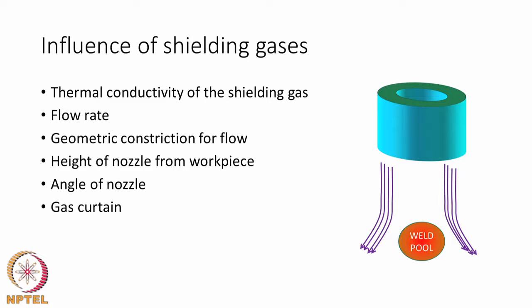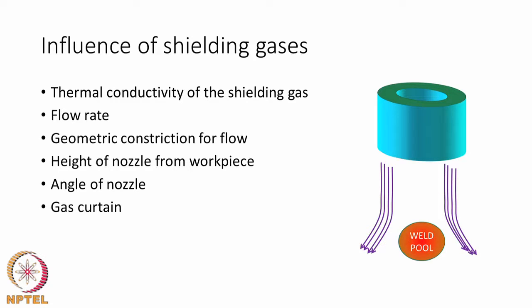The geometrical construction for flow also plays a role. If there is no geometrical construction, that means the gas is flowing freely and expanding as it goes away from the weld pool, then its velocity drops, and that affects the rate of heat loss from the weld pool to the environment. And in case it is constricted, then we would see that the velocity of the gas going through the nozzle will be higher, and that means that the heat loss will be slightly higher than in the previous case. So, whether a geometrical construction is there or not is information that we need to know.